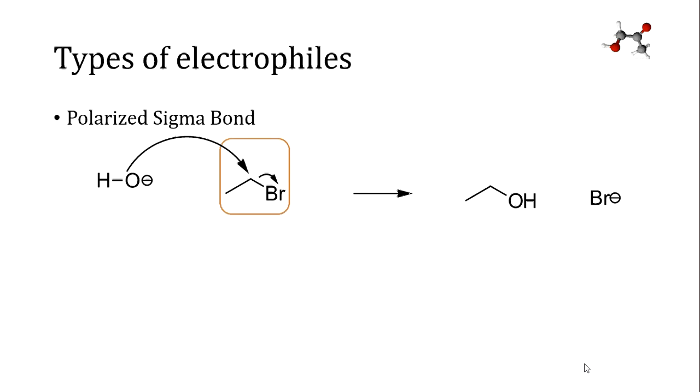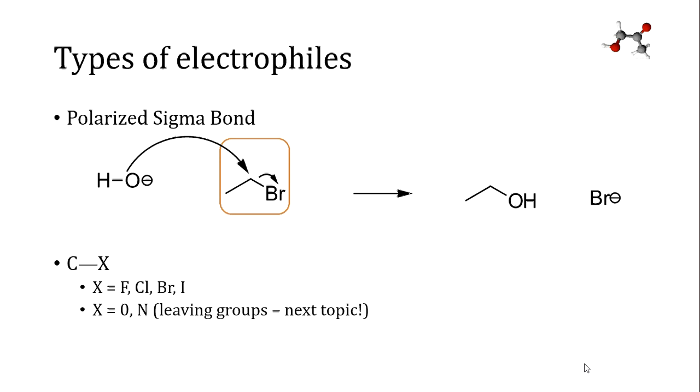The carbon-bromine bond is polarized towards bromine, and the most common cases are, when carbon is bonded to a halogen like fluorine, chlorine, bromine, and iodine, or when carbon is bonded to oxygen and nitrogen containing leaving groups. And again, we'll talk about what leaving groups are when we start to learn about substitution reactions.